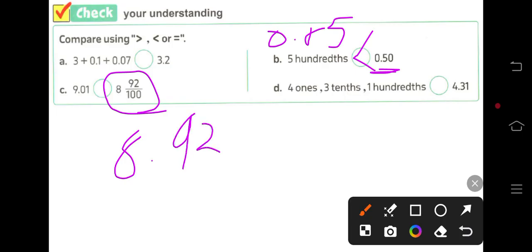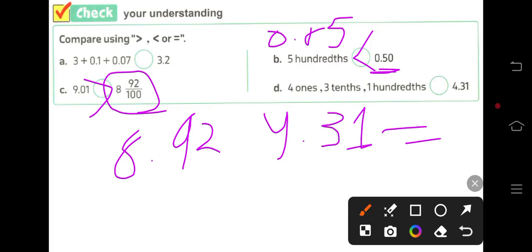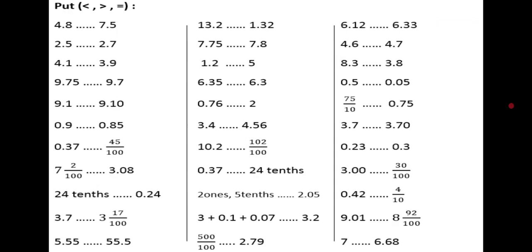Okay, 8, 9 and 8, 9 is greater than. 4 ones and 3 tenths and 100. 4 ones at the left of the decimal point. Put the decimal point, 3 tenths and 1. It's equal. Okay, equivalent number. Okay, but greater than.